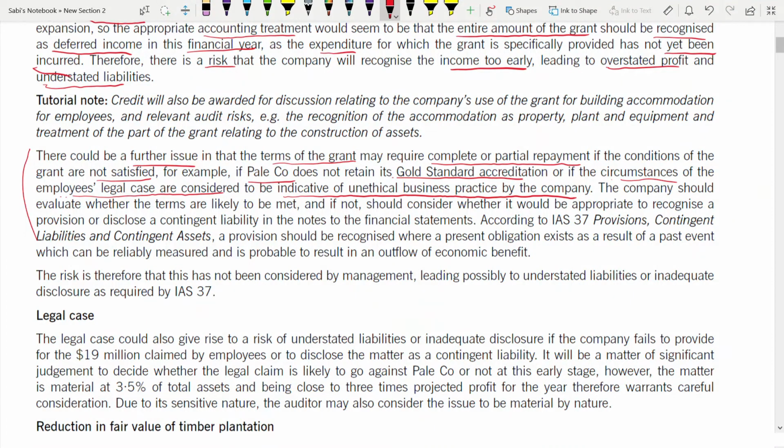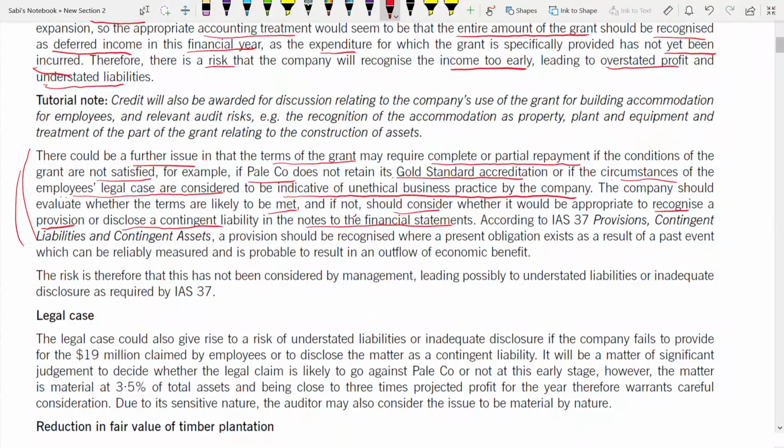The company should, so the same point only they are explaining in this paragraph. Okay, the company should evaluate whether the terms are likely to be met. You have to see this, and if not, should consider whether it would be appropriate to recognize a provision or disclose a contingent liability in its notes to the financial statements. Because a contingent liability we do not recognize, we write notes, we disclose it as a note. But a provision, yes, we recognize it. So you have to see whether it is appropriate to recognize a provision or disclose it as a contingent liability for that grant.